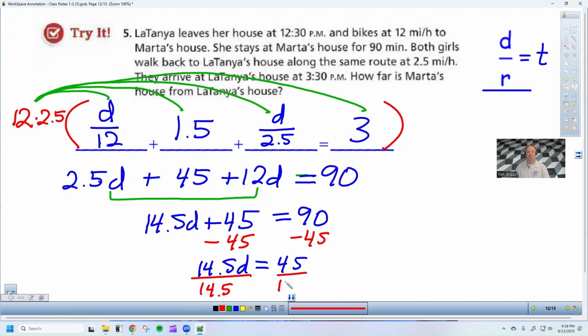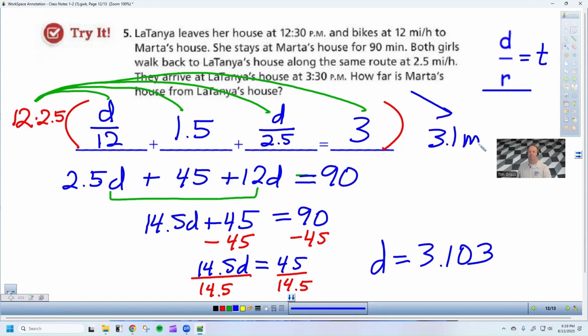Divide by 14.5, divide by 14.5. And this is another one that I worked out earlier on a calculator. 45 divided by 14.5 is 3.103. That's approximate. The decimal actually goes on beyond that, but I'd say we could safely say that it's about 3.1 miles from Marta's house to Latanya's house. 3.1 miles.